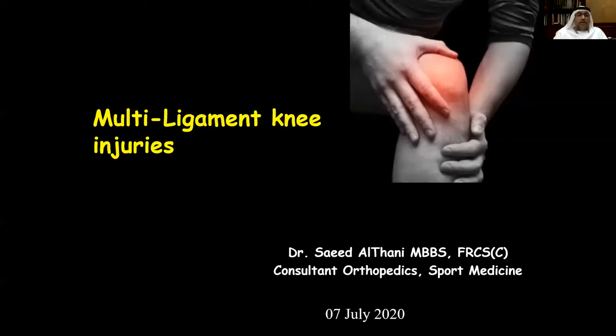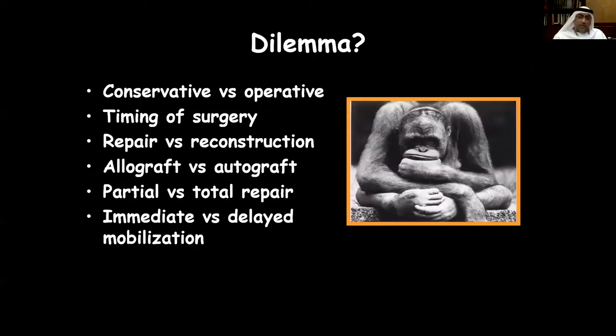When we talk about multi-ligament injuries, we have a dilemma. It's easy to deal with one ligament alone, but when you have more than one ligament and it becomes complex, it is difficult, and it's a dilemma whether you treat conservatively or operatively, and if you want to operate, when to operate. Do you repair the ligament or do you reconstruct?